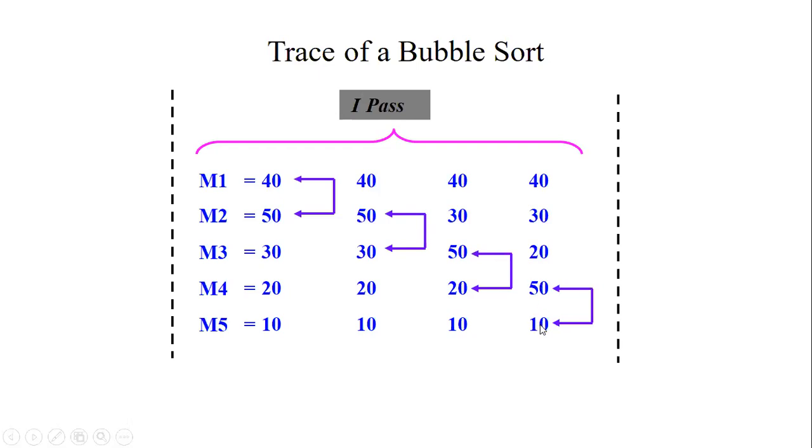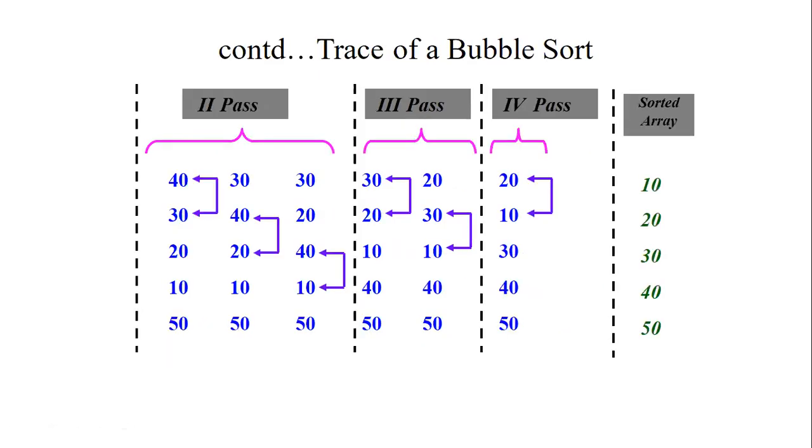Next, 50 and 10 are compared, and 10 is the smaller number, so the data gets exchanged and the new data format will be 40, 30, 20, 10 and 50. Now if you see, after completing one complete cycle, we get the largest number at the last location, and the leftover are four numbers. In order, we have to sort these four numbers. Again we start the same procedure.